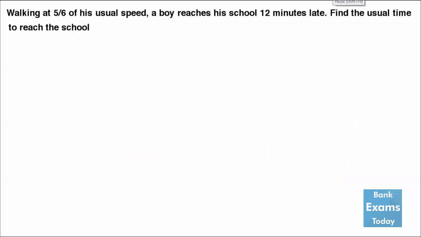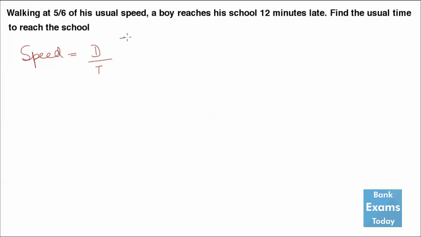Walking at 5/6 of his usual speed, a boy reaches his school 12 minutes later. Find the usual time to reach the school. So first of all, let me remind you the first formula that I explained to you. That is, speed is equal to distance over time taken.